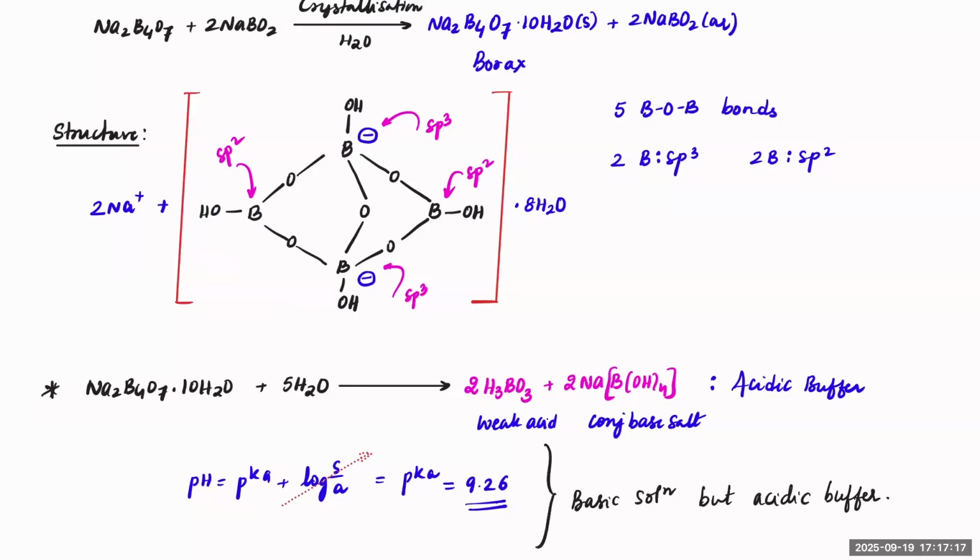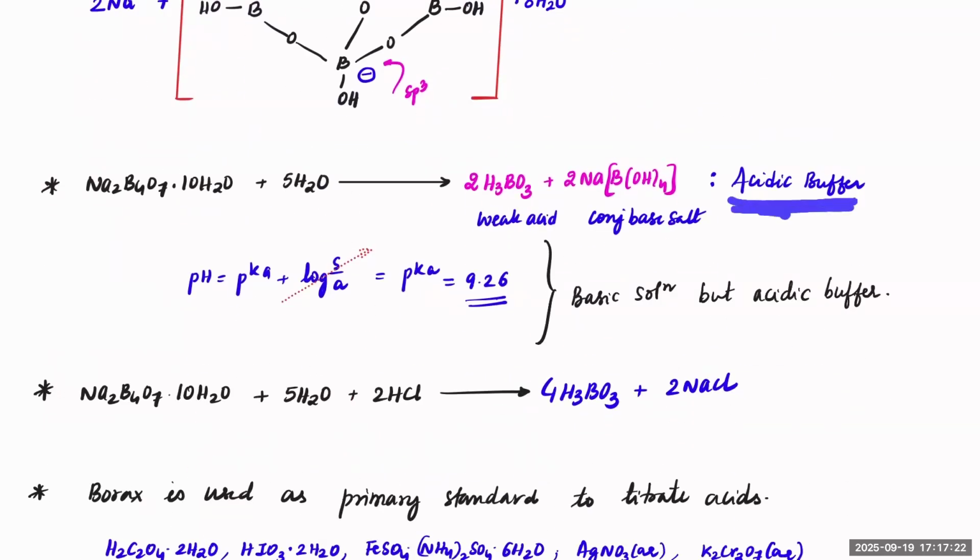Okay, you have an acid and its conjugate salt, so what do we call it? A buffer. So what are we getting? An acidic buffer. So borax in aqueous solution is an acidic buffer. Since during hydrolysis the acid quantity and the salt quantity are equal, that will cancel out in the formula. So pH will be equal to pKa, and the pKa value of boric acid is 9.26. So it is an acidic buffer having slightly basic character because the pH value is 9.26.